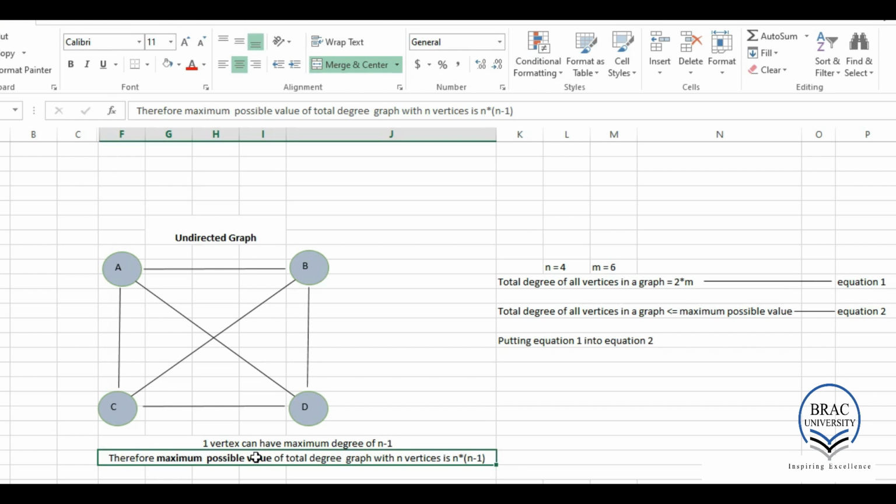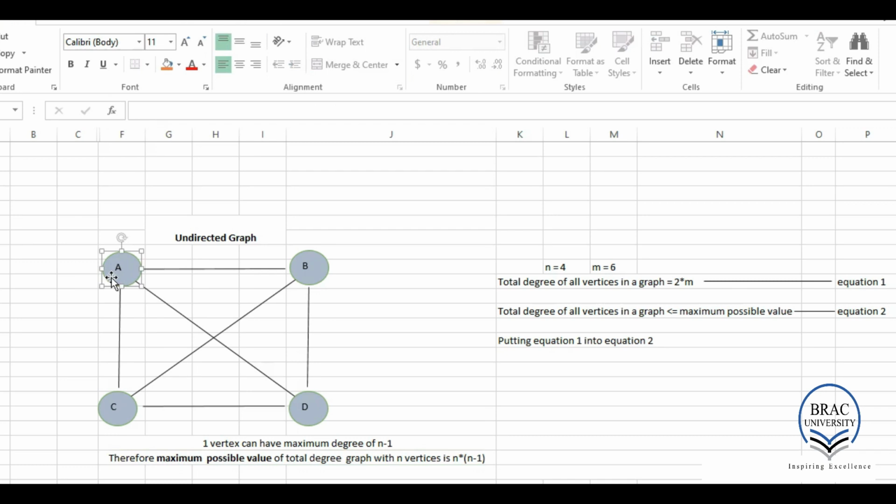The maximum value is only possible when each vertex in the graph is connected with all other vertices. So let's look into this particular example, which is an optimal graph, and you can see that in this graph each vertex is connected with all the other vertices. Similarly, B is connected with all the other vertices. D is also connected with all the other vertices. When this happens, each vertex has the maximum possible degree, which is n minus 1.